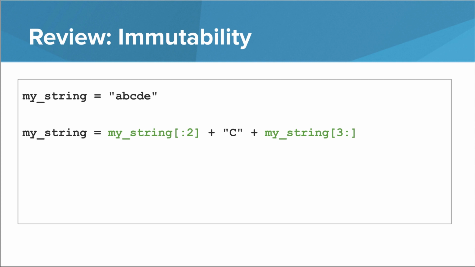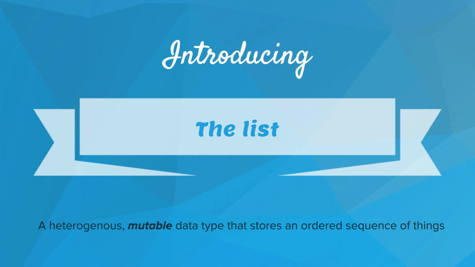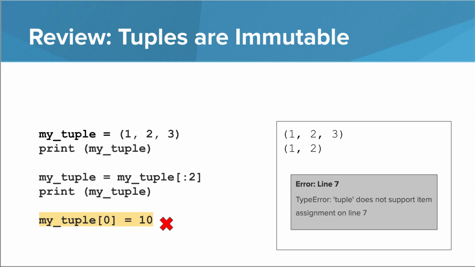Turns out there are also mutable things. This lesson covers one of them, and it's called a list. A list is a heterogeneous, mutable data type that stores an ordered sequence of things. As you can see from the description, a list is basically the same as a tuple, only mutable. It caused an error because of the immutability with tuples.